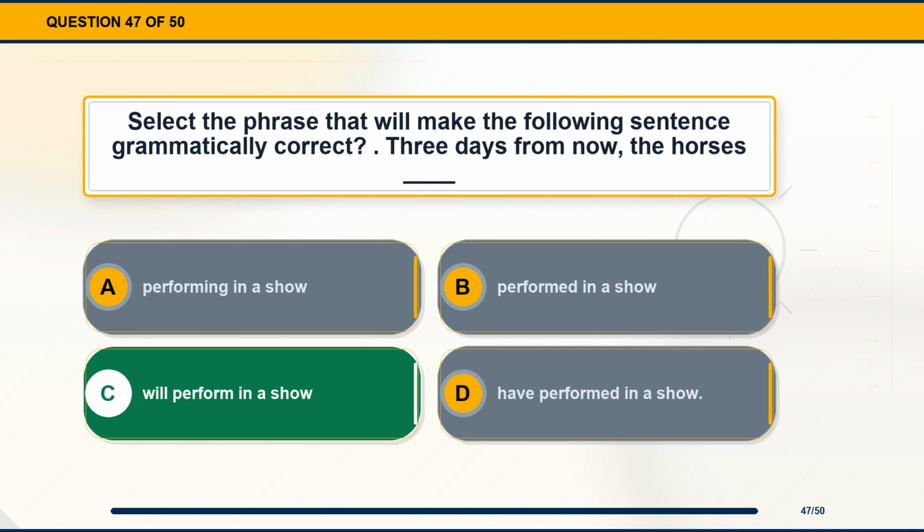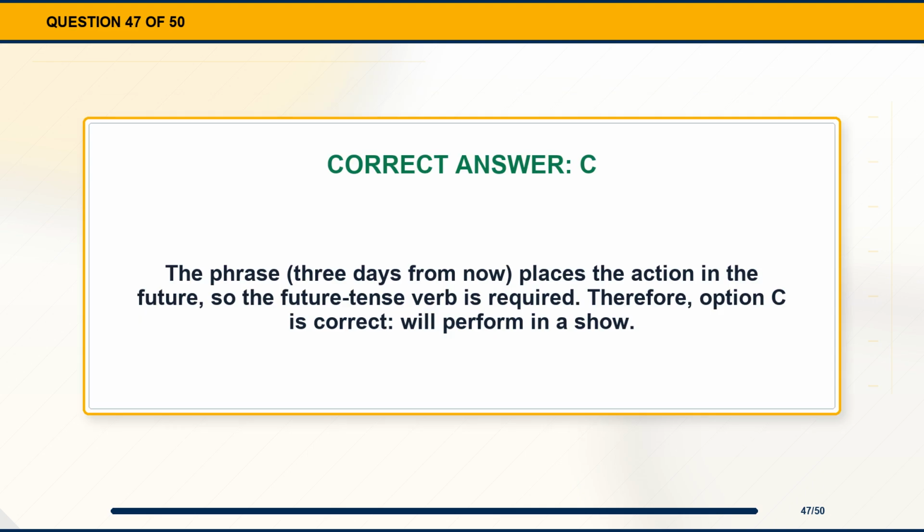The correct answer is option C, will perform in a show. Explanation: the phrase, 3 days from now, places the action in the future, so the future tense verb is required. Therefore, option C is correct, will perform in a show.